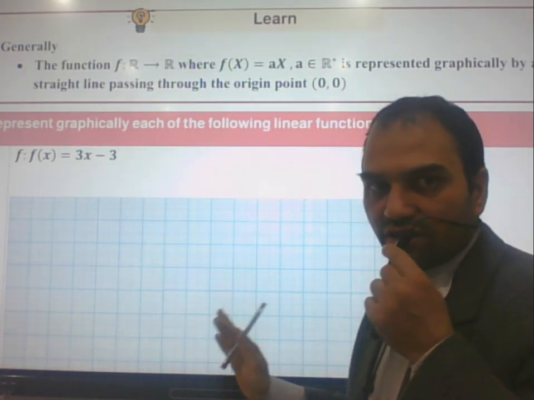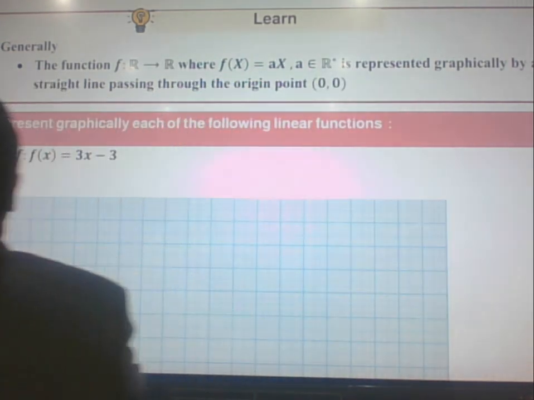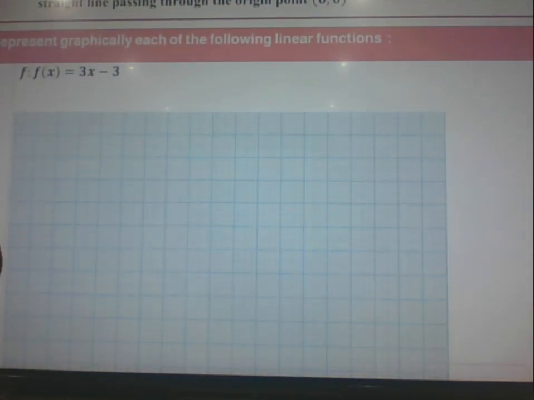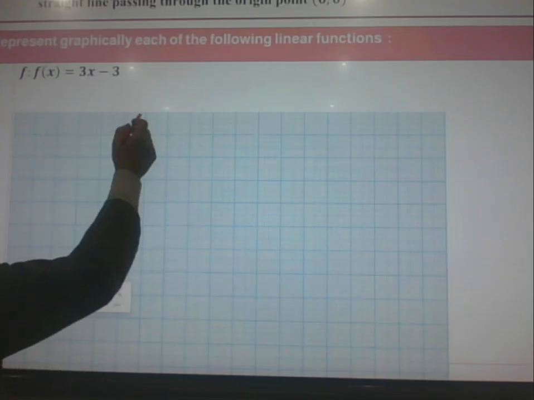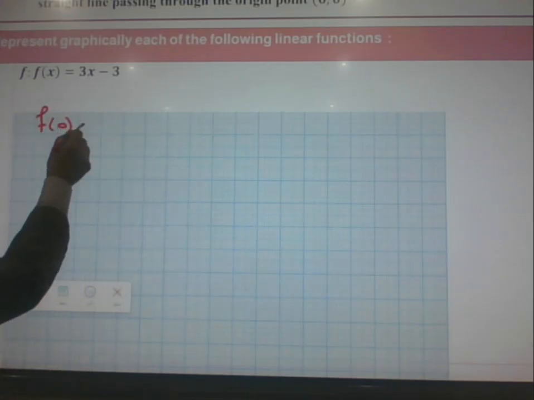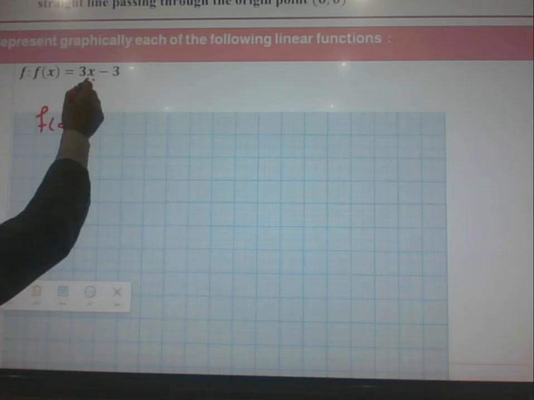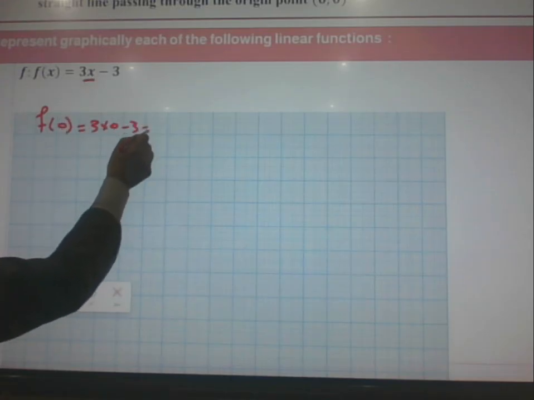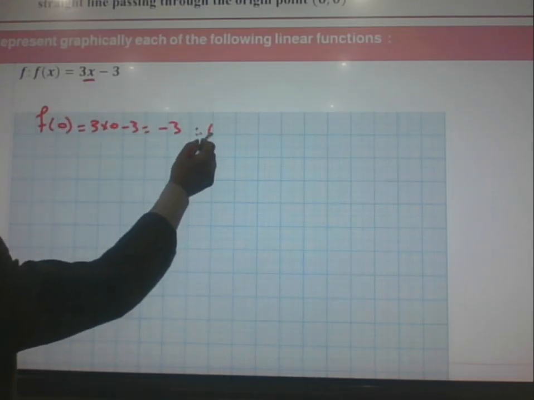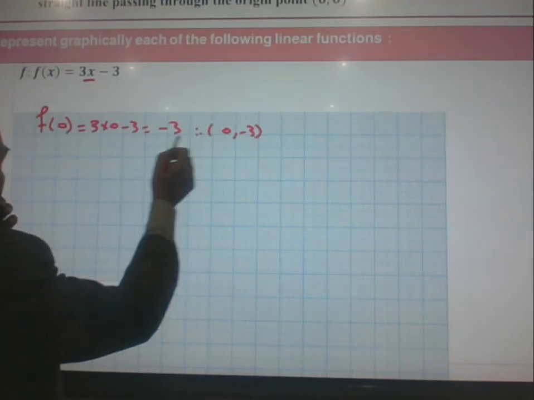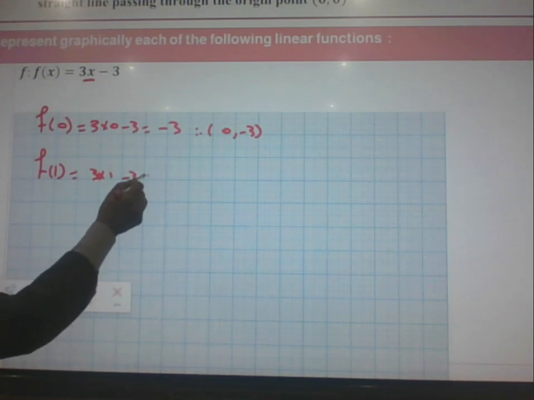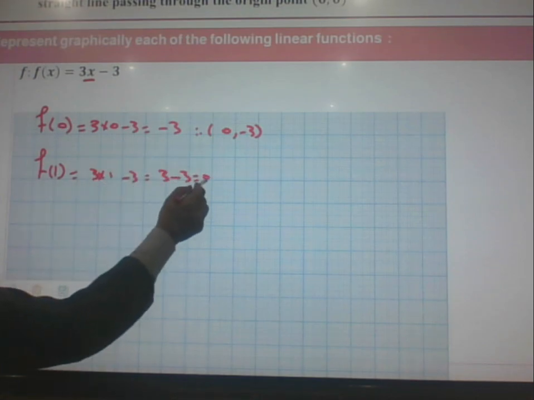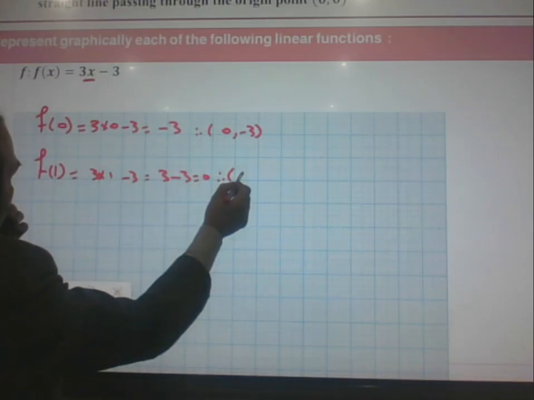Now we will graph this function here, f of x equals 3x minus 3. First, I will draw the table for this function. Find the value of the function when x equals 0: 3 times 0 minus 3 equals negative 3. Then the first point will be 0 and negative 3. And second, with the value of x equal 1: 3 times 1 is 3, 3 minus 3 equals 0. Then the second point will be 1 and 0.